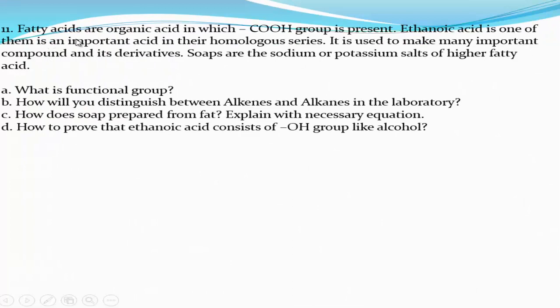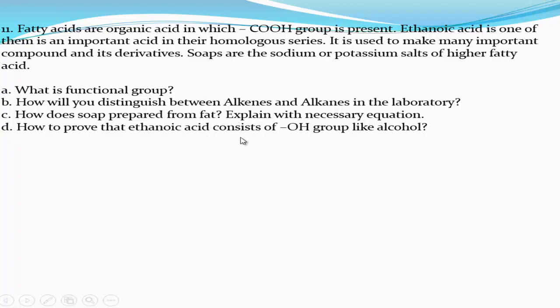Now fatty acids are organic acids in which a carboxylic group is present. That means higher members of organic acids are known as fatty acids. Ethanoic acid is one of them, an important acid in its homologous series. It is used to make many important compounds and derivatives. Soaps are the sodium or potassium salts of higher fatty acids. So what is the functional group? How will you distinguish? How is soap prepared from fat? This came from chapter 12.